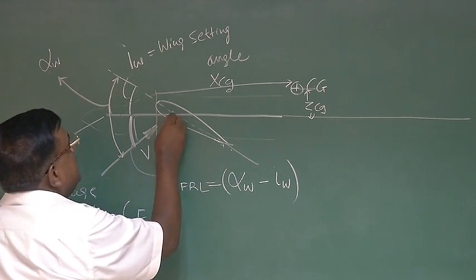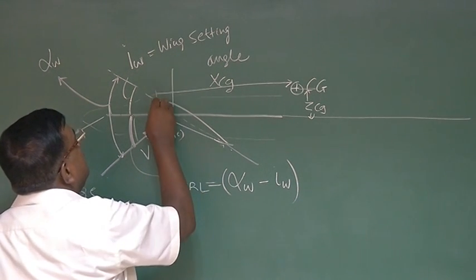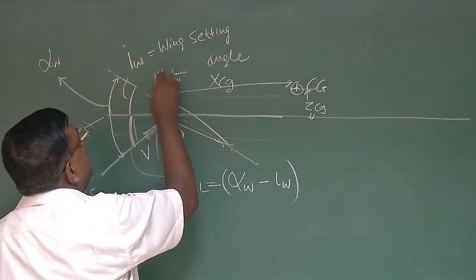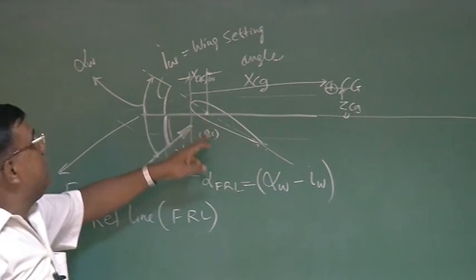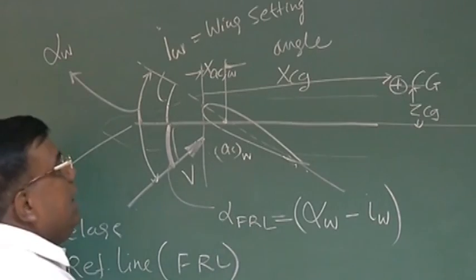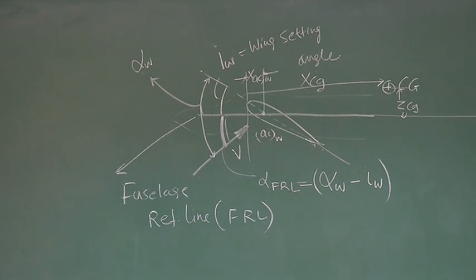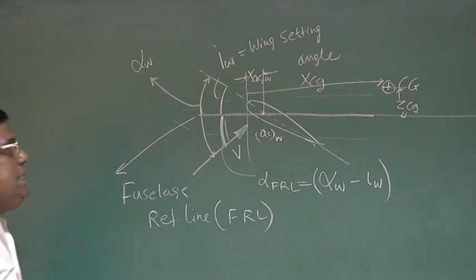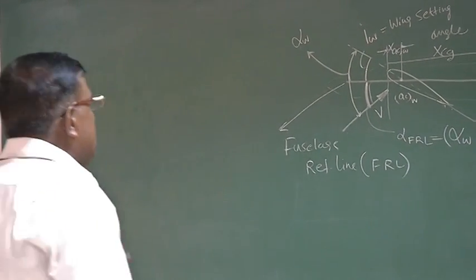Similarly, from the leading edge, when I am locating the aerodynamic center of the wing, I am naming it as XAC wing. Is it clear? What is XAC wing? From the reference leading edge, what is the x distance of the aerodynamic center of the wing? What is XCG? It is the location of the center of gravity of the whole airplane. From which reference? From the leading edge of the wing. What is h_CG? h_CG is the vertical height of the CG. From which reference? From the fuselage reference line. This thing should be clear.